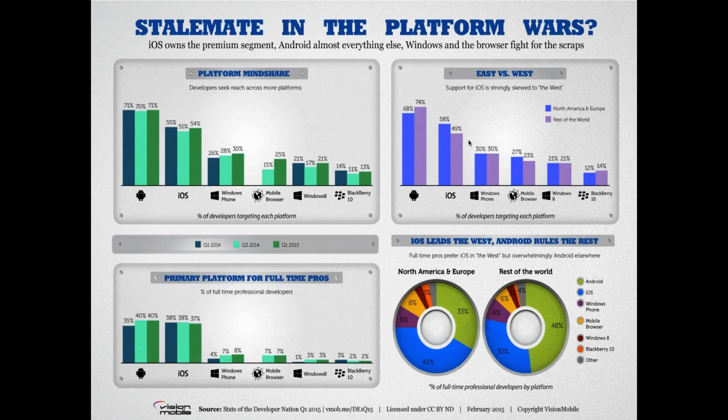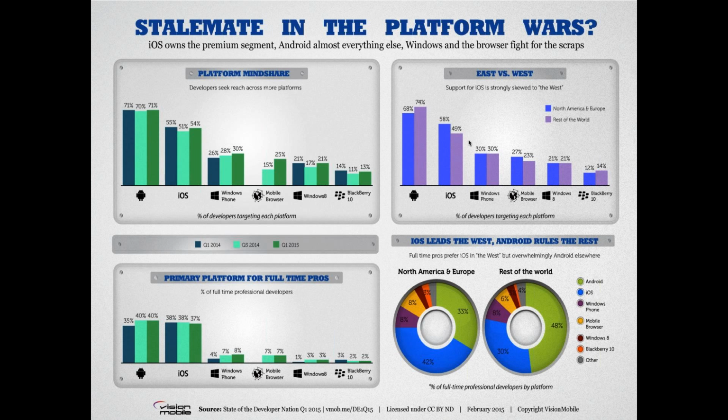There's much more detail and color here. I would draw your attention to the bottom left chart, where we see the platform that is preferred for full-time professionals. Full-time professionals means those developers that are professionals and work full-time on apps. And we see that Android and iOS have, over the last few runs of the survey, got nearly 80% of all those developers, which is where all the wonderful apps are coming from.